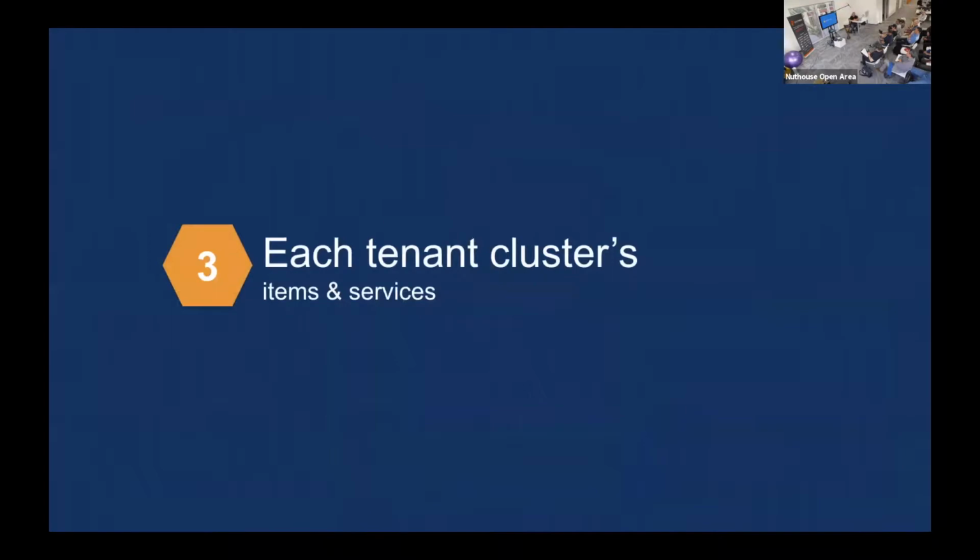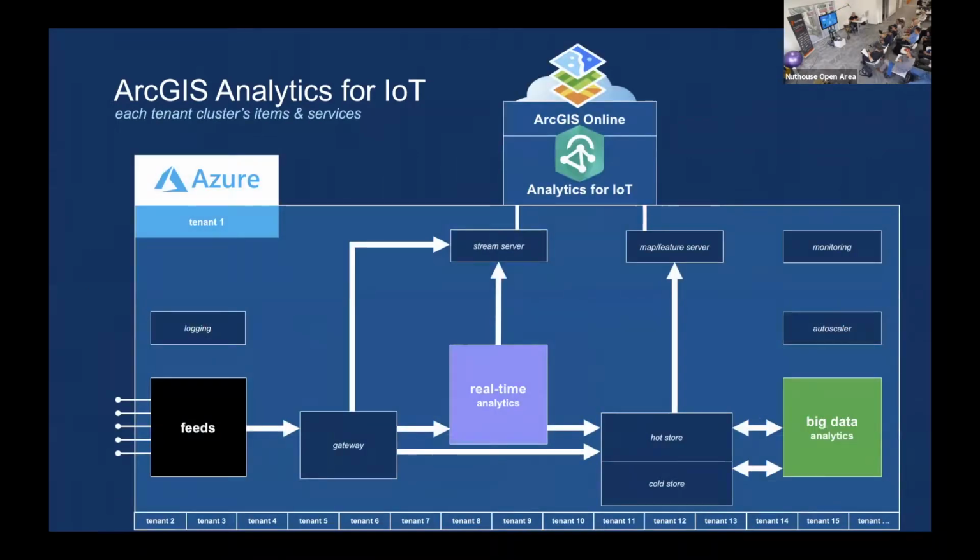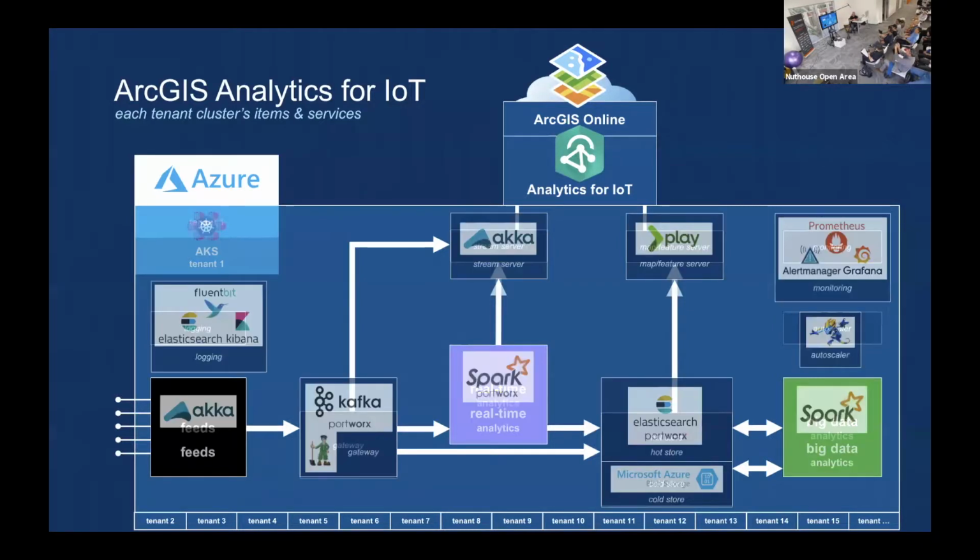So if we look at each tenant's cluster, if we put a magnifying glass on tenant 1 there, what you basically see is the 3 things that I just walked through in a demonstration: the feeds, the real-time analytics, and the big data analytics. Those are things that a user configures. The things that we provide as core services underneath that are the dark blue things.